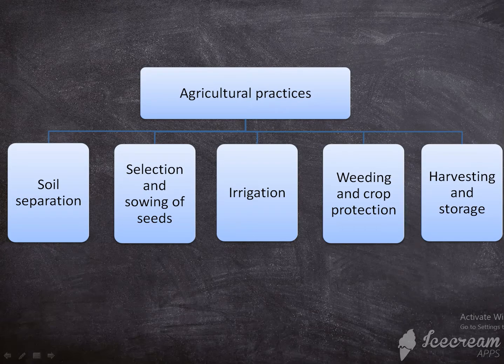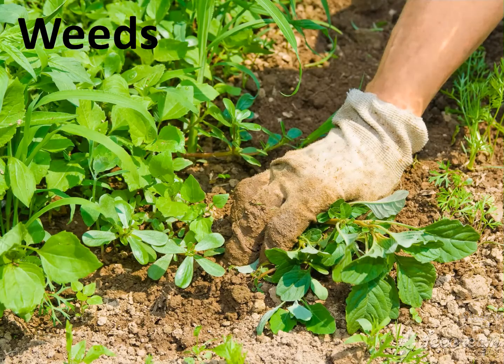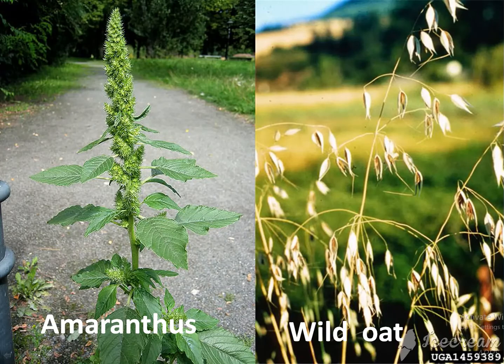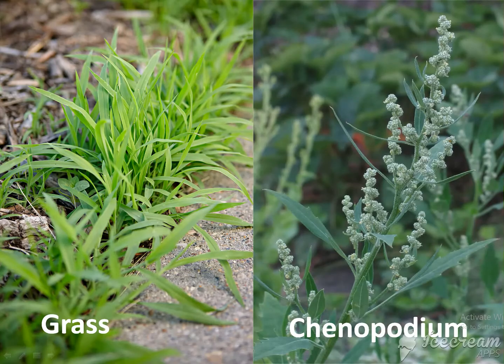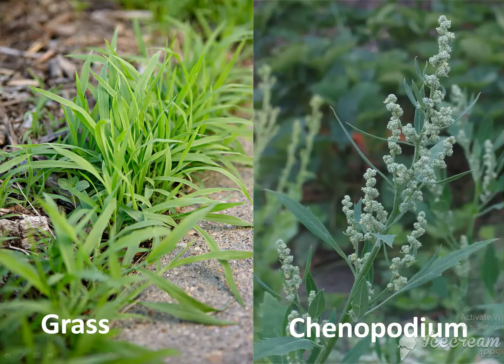The next is weeding and crop protection. What is weeding, or what are weeds? Weeds are the undesirable plants that grow along with the crops. Some examples of weeds are amaranthus, wild oat, grass, and chenopodium.